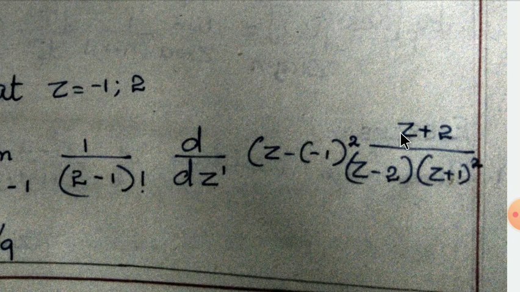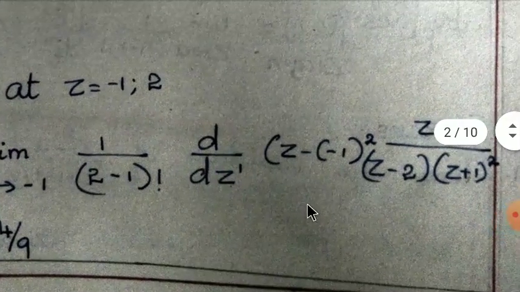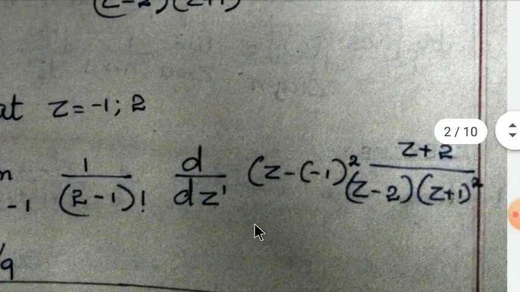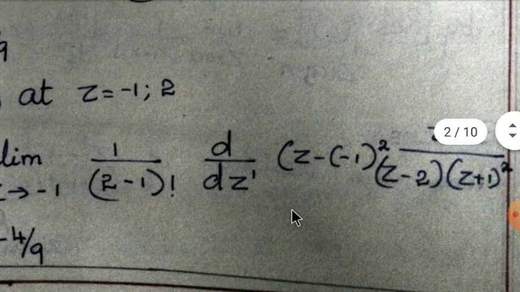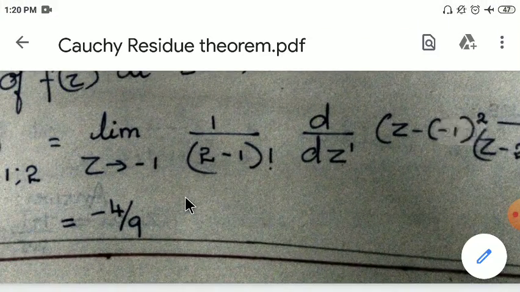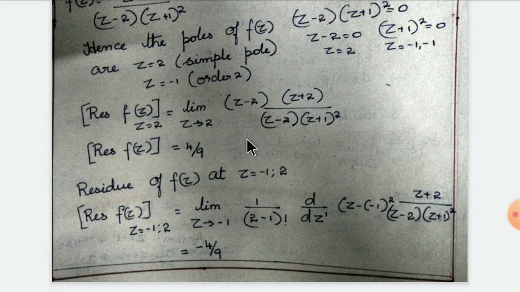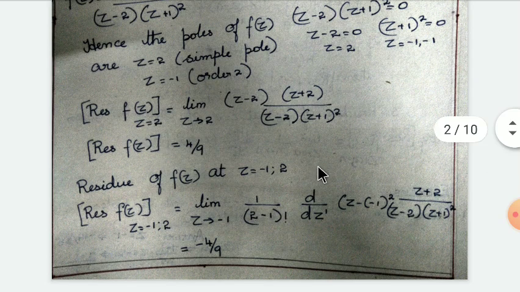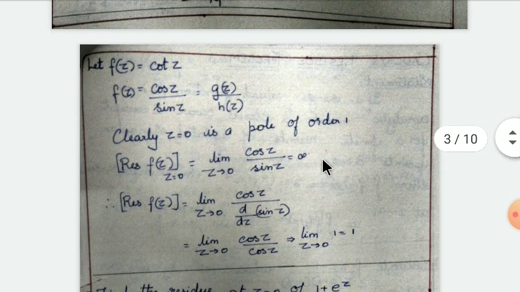Now substitute z equal to minus 1, we get minus 1 plus 2 is plus 1, minus 1 minus 2 is minus 3. So the answer is, I think, 1 by... what is it? Yes, we first differentiate z plus 2 by z minus 2 by using the u by v formula, then use the limit. The answer is minus 4 by 9. So here we get the first problem. One is a simple pole and the other is a double pole. The double pole we differentiate after cancellation of this term. That is the idea. Now see the second one.